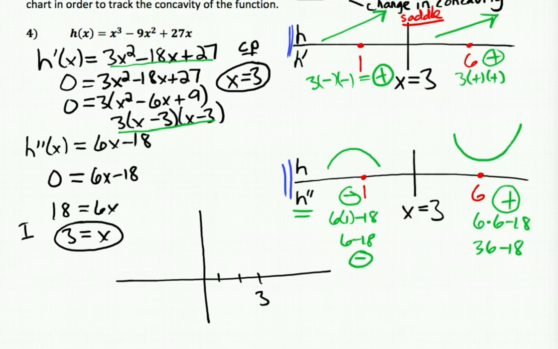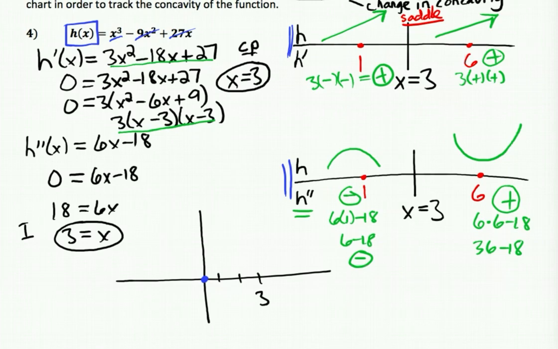So when I plug in 0 to function h up here, what do I get? This goes away, this goes away, this goes away. So my x and y intercept look like they're both 0. Then we knew at 3 that there's a saddle point, so we know it's got to go like this. And we know that that's also an inflection point.